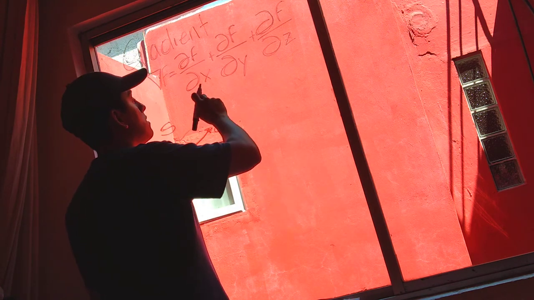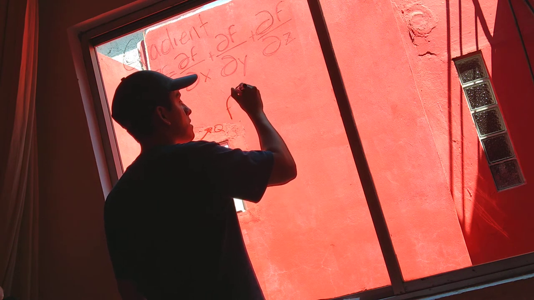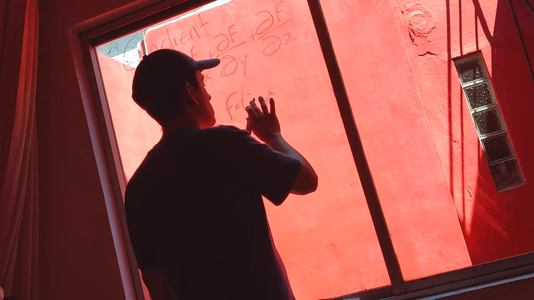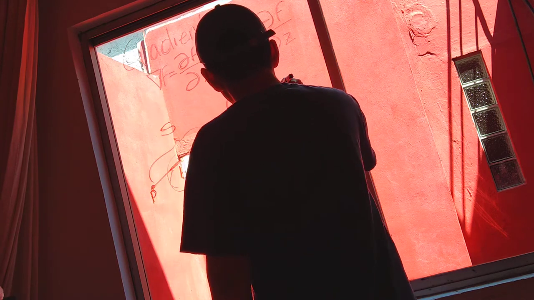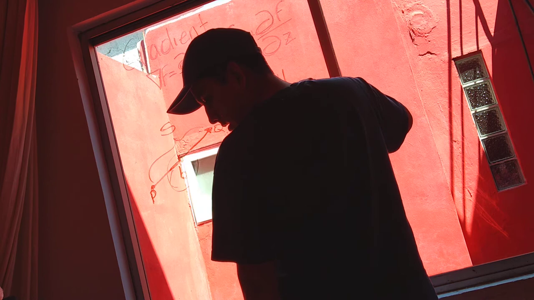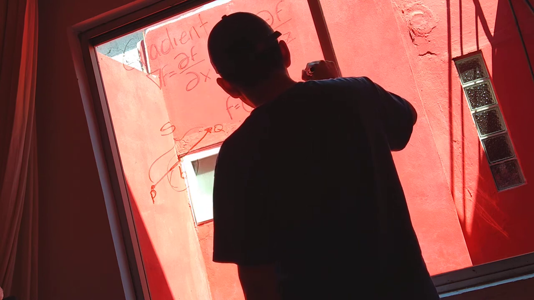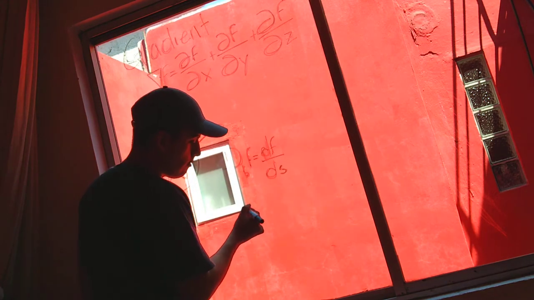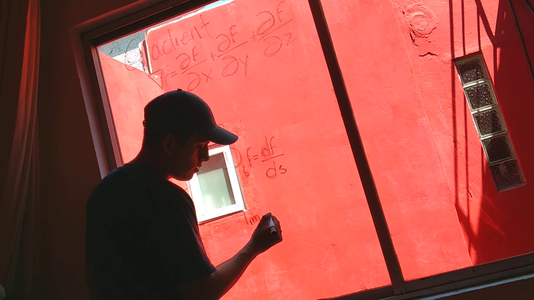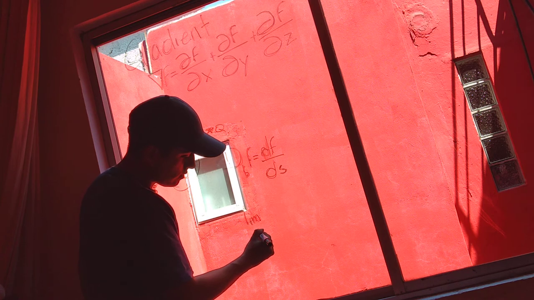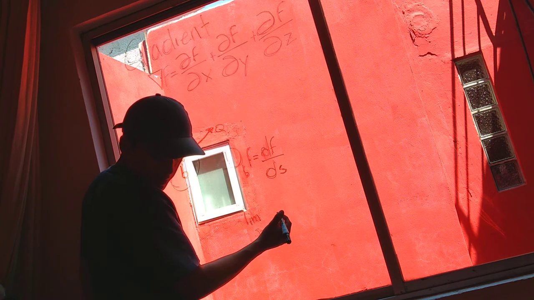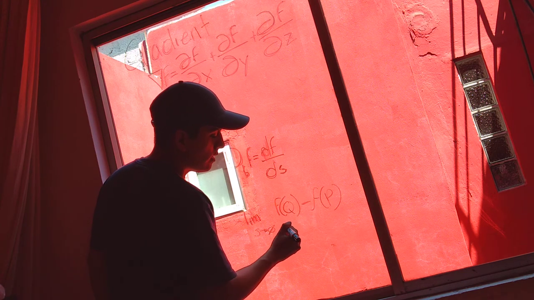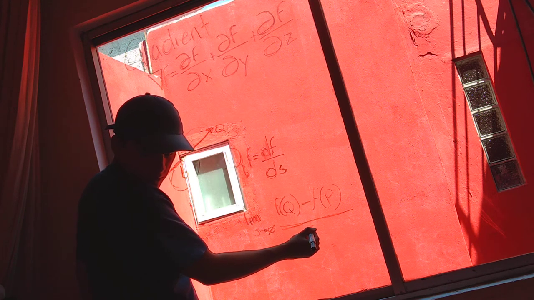Okay, so a numeric example to see how we get the derivative. We have this function, 3x to the power of 2, 2x to the power of 2 plus 4xz plus 3. This will exist when we have a limit as x tends to 0 of the function at point Q minus the function at point P, over S.